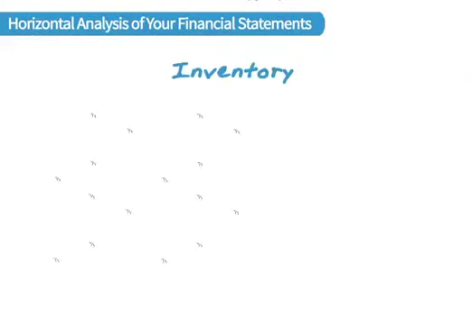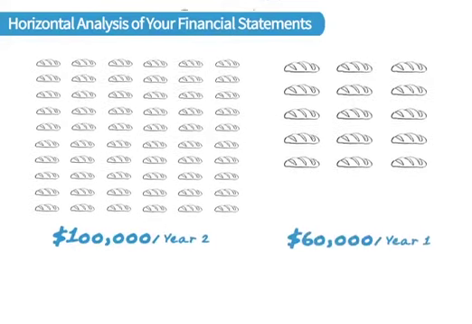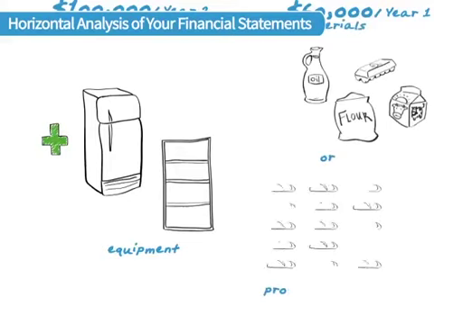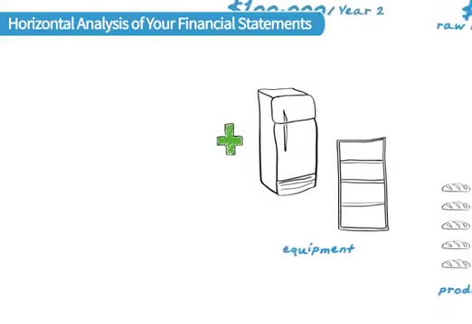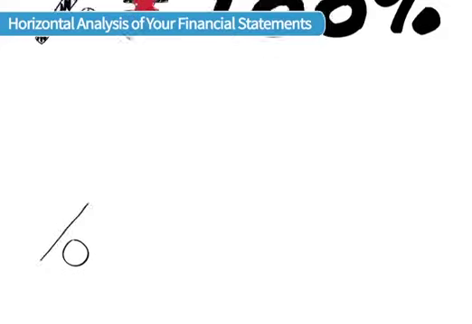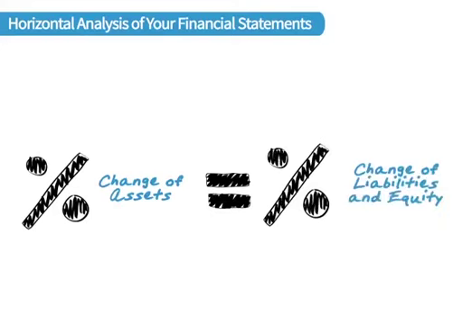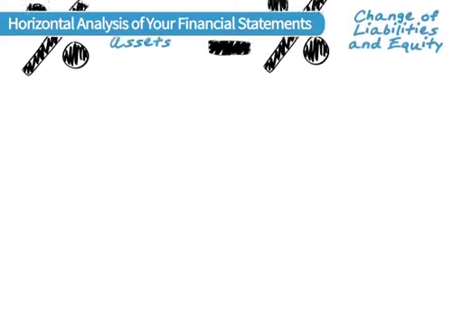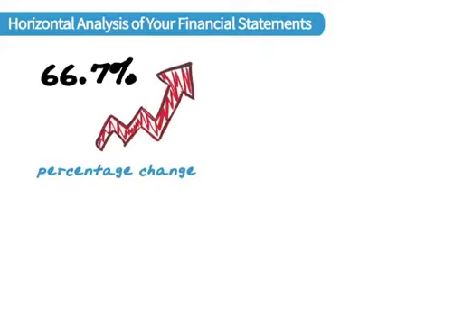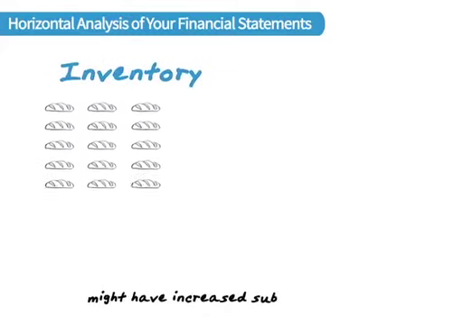Your inventory has increased to $100,000 in year 2 from $60,000 in year 1, which means you have invested in equipment or have lots of raw materials or products on hand that aren't selling. Although your percentages may not always total 100%, the percentage change of assets should equal that of the liabilities and equity for the equation to balance. In our example, the percentage change is 66.7%. This rate may tell you that your inventory has increased substantially.